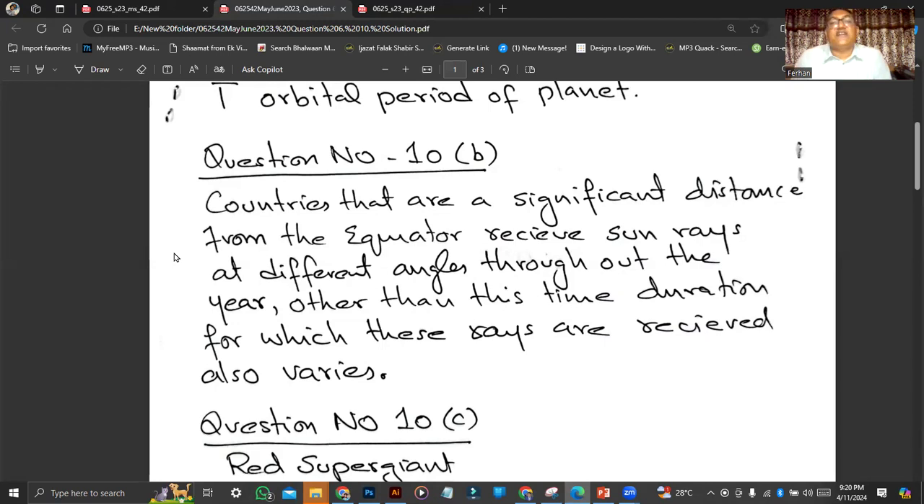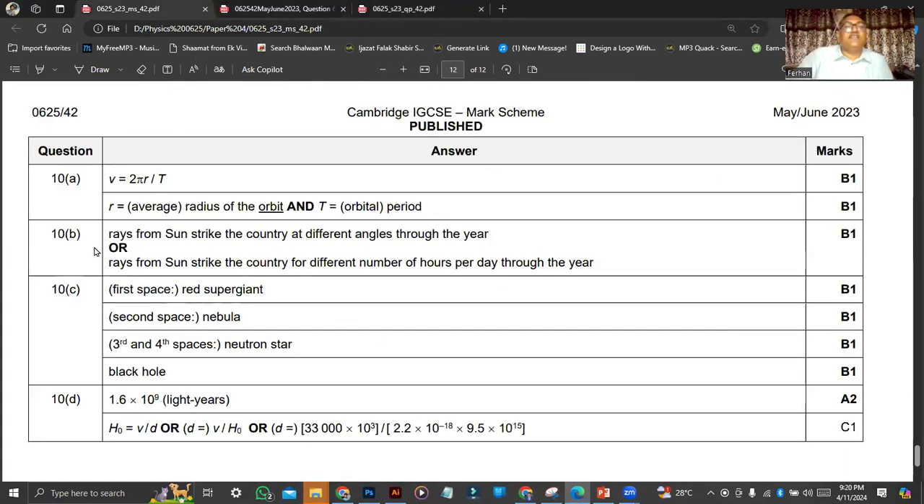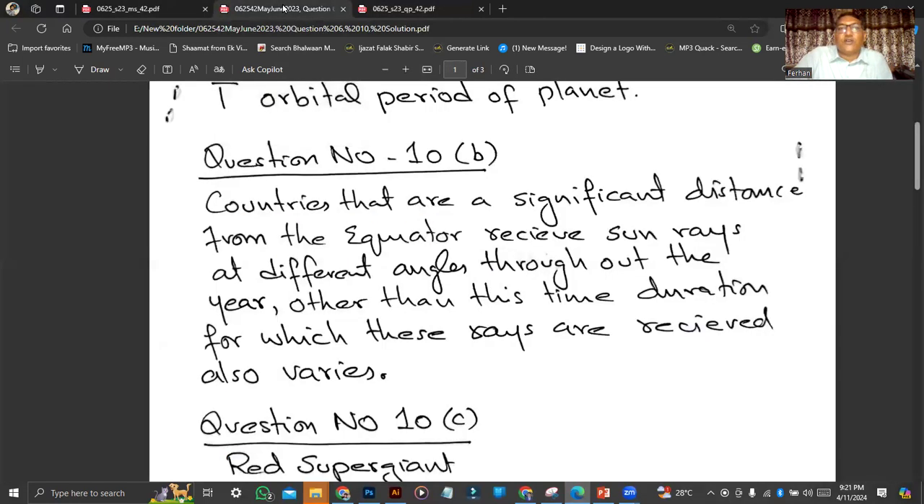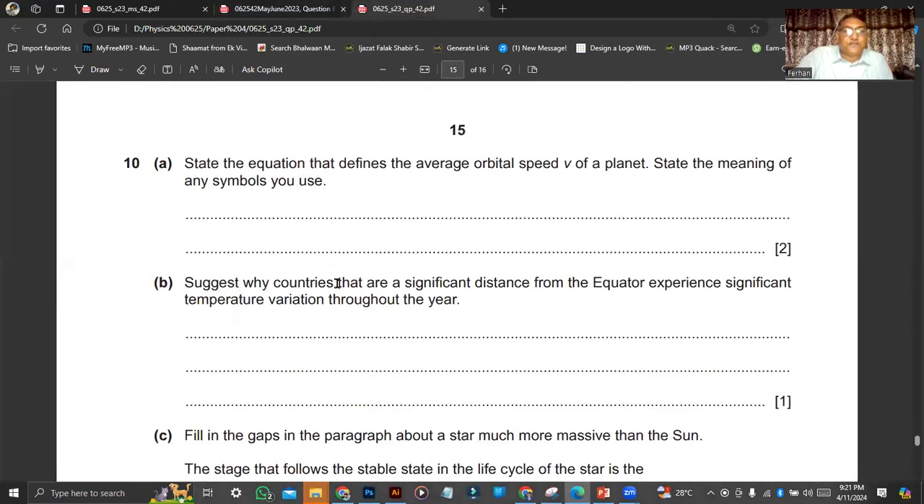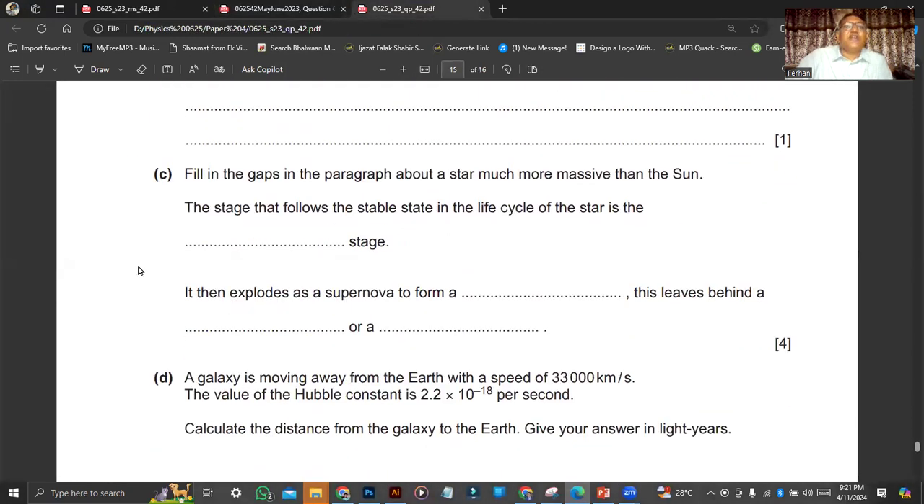Countries that are a significant distance from the equator receive sun rays at different angles throughout the year. Other than this, the time duration for which these rays are received also varies throughout the year. So that's the one reason. You can see question number 10, B part, its marking scheme is showing up on your screen. You can have a look at that marking scheme.